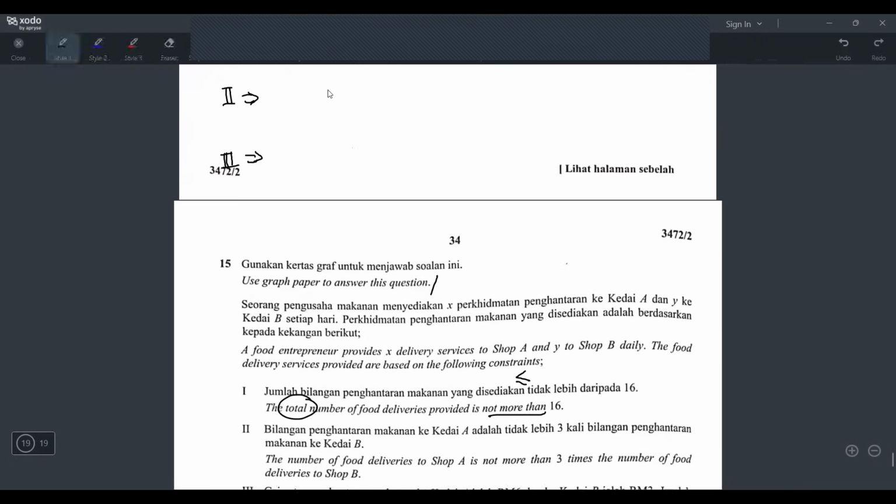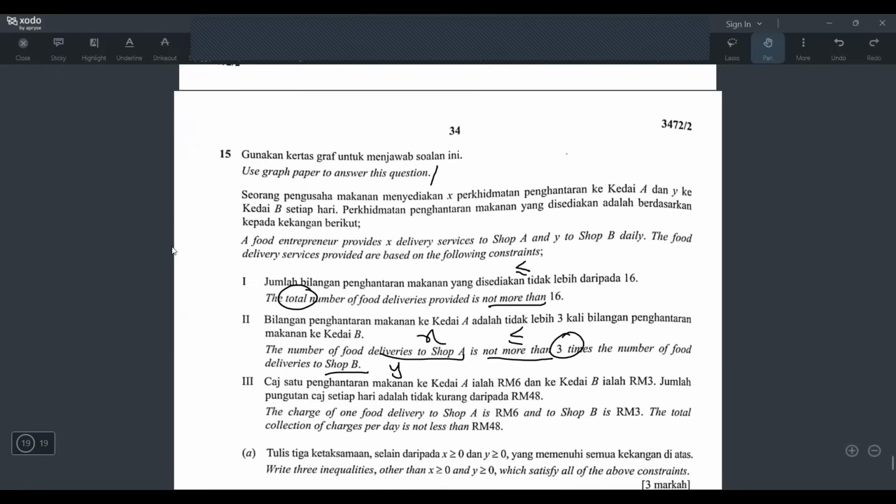Okay, next one. The number of food delivered to shop A, which is X, is not more than, like macam tadi, smaller equal 3 times the number of shop B. It means 3y. So x kurang sama dengan 3y. That's what it means. Okay, done. Very easy.